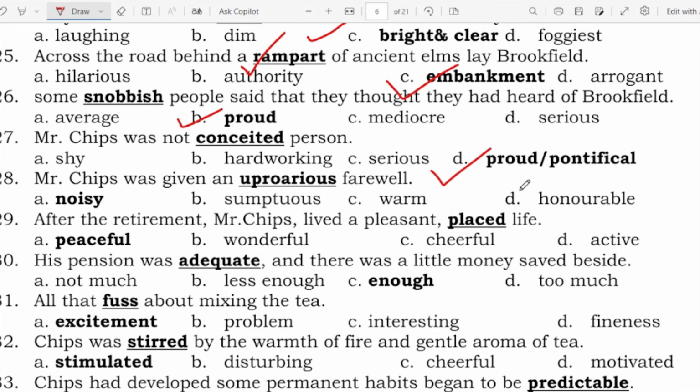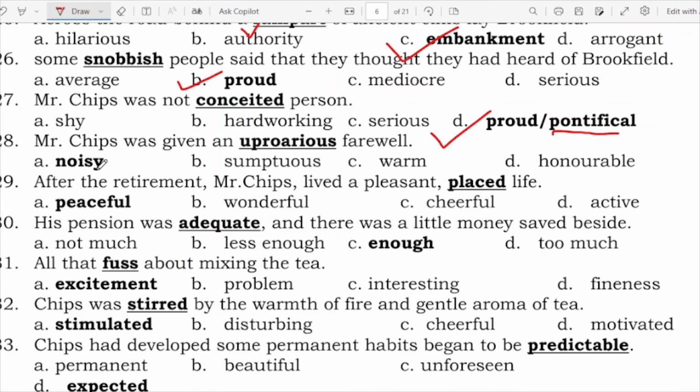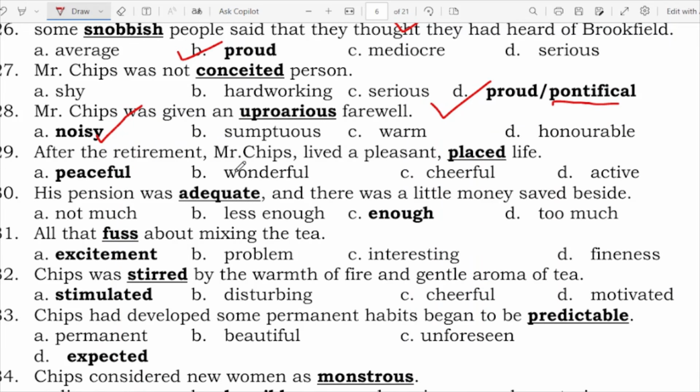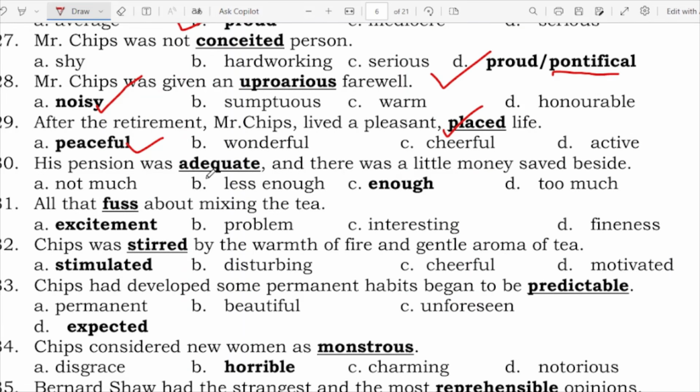This word is also related to pontifical, with Ralston. Mr. Chips was given an uproarious, very noisy farewell. After the retirement, Mr. Chips lived a pleasant, placid, that is peaceful life. His pension was adequate. Adequate means enough.